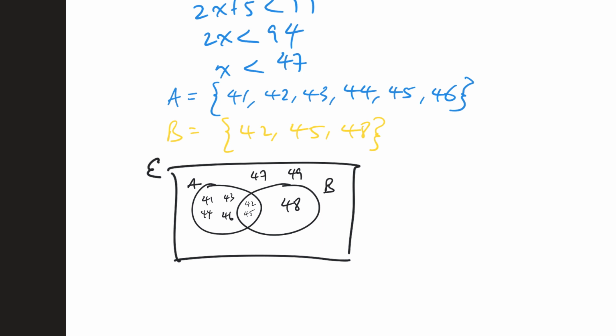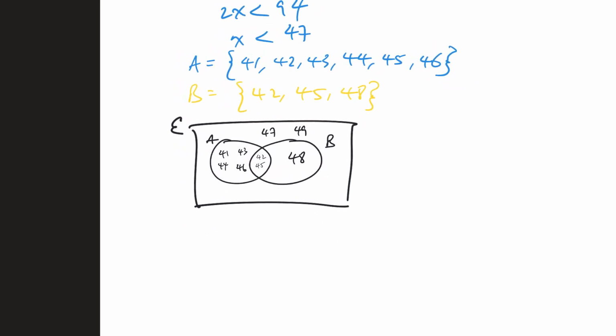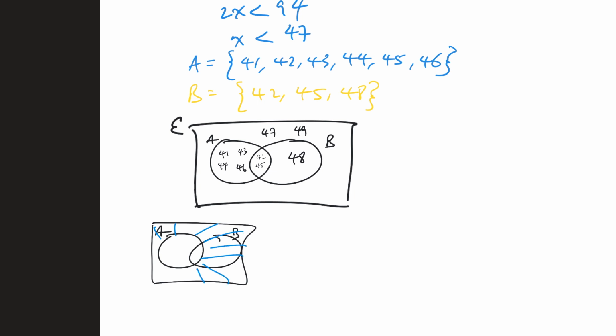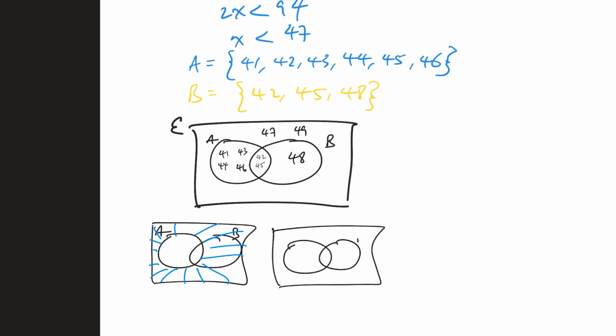Usually when I do this, I think it really helps to draw it separately. So let's just do this. Let's just go for A prime first. So it is A prime. A prime is this. And then B prime is this. Right? And we see where it overlaps.